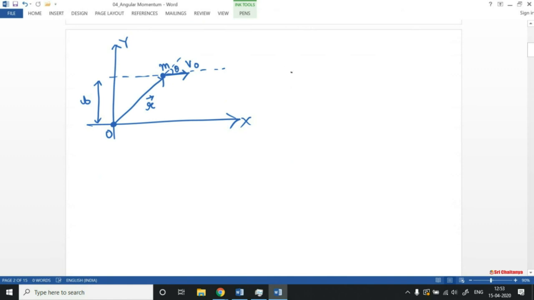So L, as we have defined, is equal to m r cross v. Firstly we will be looking to write down the magnitude of angular momentum. So here we will be using this form of the formula, that is m r perpendicular into v. Mass of the particle is m, and it is very easy for us to see that the perpendicular component of the position vector is nothing but b. So you can simply say m b, and the magnitude of velocity is nothing but v naught.